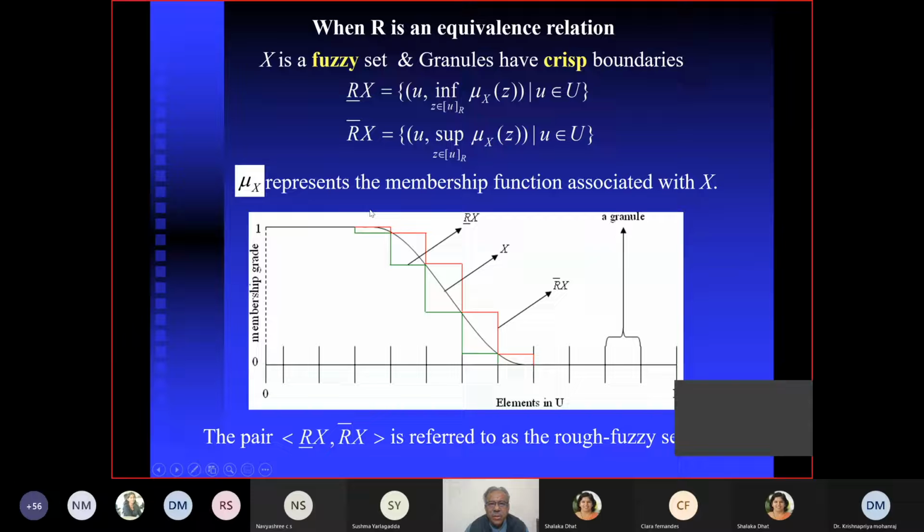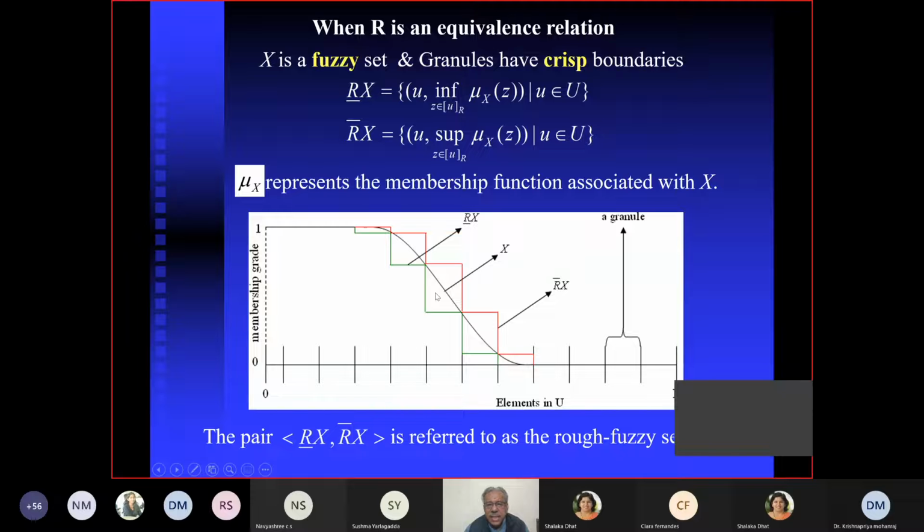Similarly, granules belonging to the red one indicate the upper approximation, which means it cannot be more than that. Similarly here, you take all the membership values, take the minimum, and take all the maximum values. So it is a staircase green line that gives the lower approximation, and the staircase black and red is called the upper approximation. So this lower and upper constitute what is called the rough fuzzy set of X.